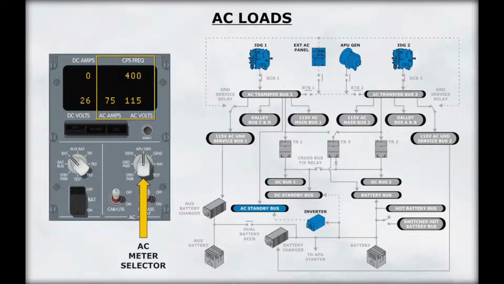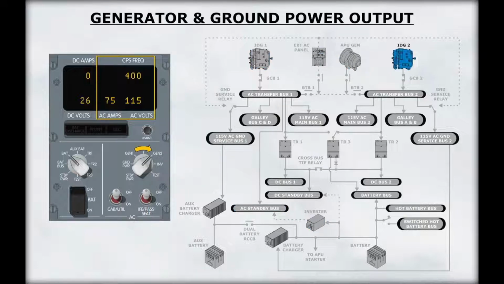AC power information is displayed on the right-hand side of the AC and DC metering panel. AC amperage is read in the middle of the bottom of the display. The power source to be monitored is selected by the AC meter selector on the right-hand side of the panel. Engine and APU generator outputs are identical. These generators and the ground power cart normally produce 115 volts AC at a frequency of 400 Hz.